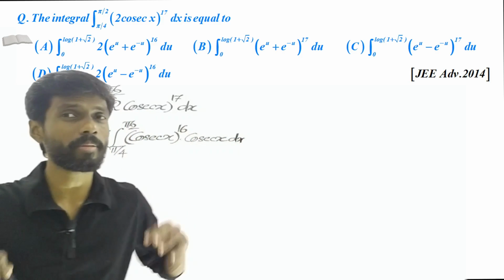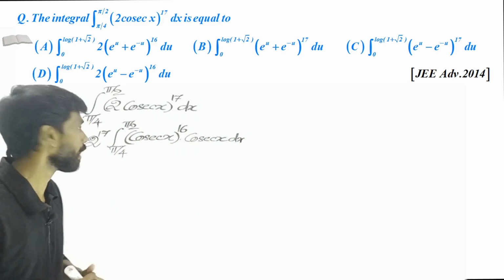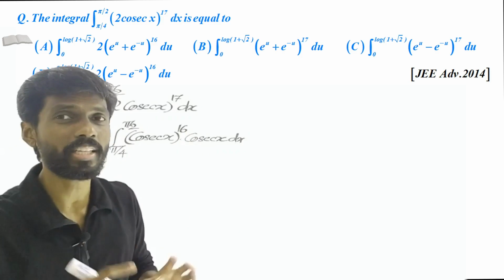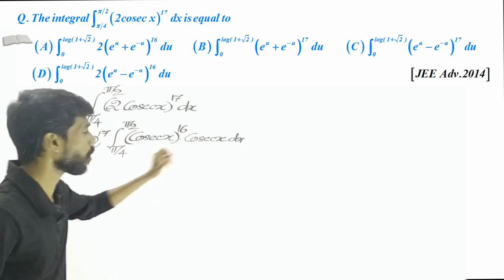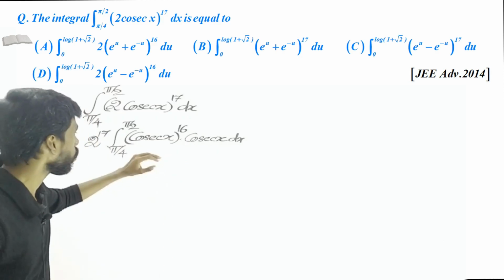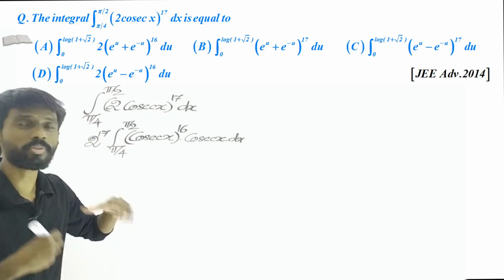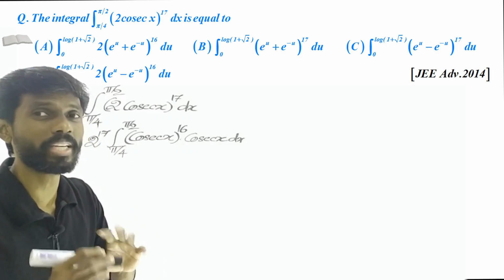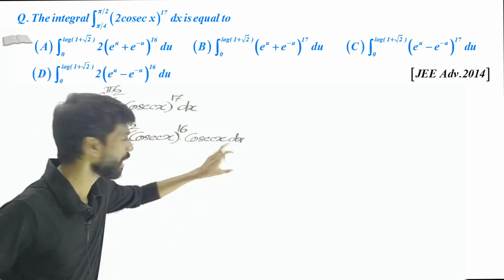Now we have to do some substitution. What substitution can we take? Can we take cosecant x as t? If you do that, then its derivative dt is cosecant x cot x, which is not there, so we can't do that substitution. We have to take a substitution whose derivative is already there. If you take t equal to something, dt must be there, but cosecant x dx is there.